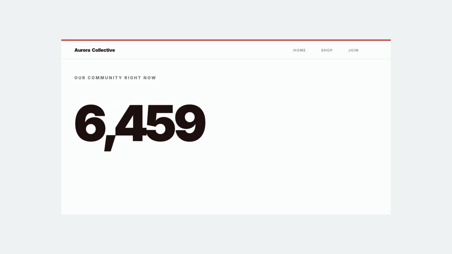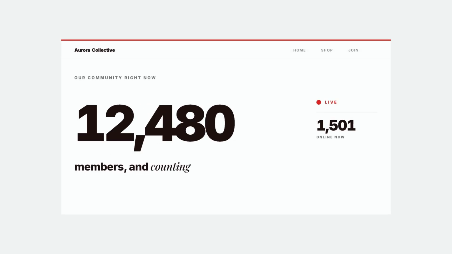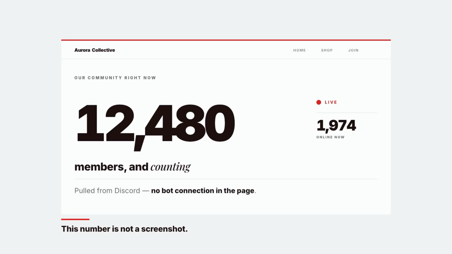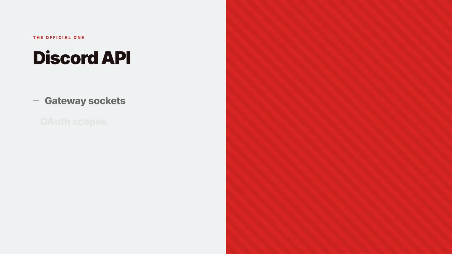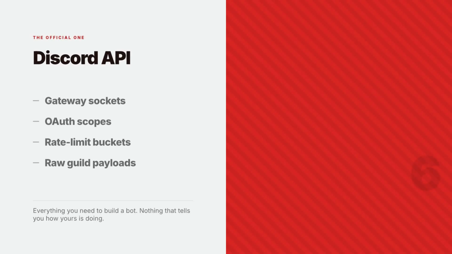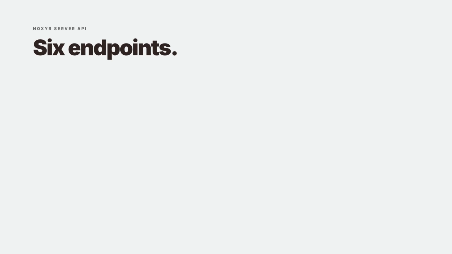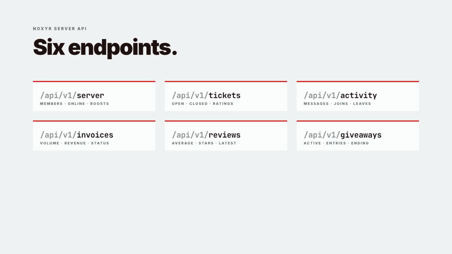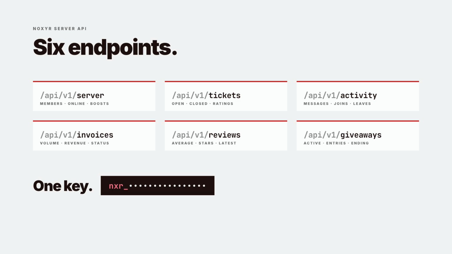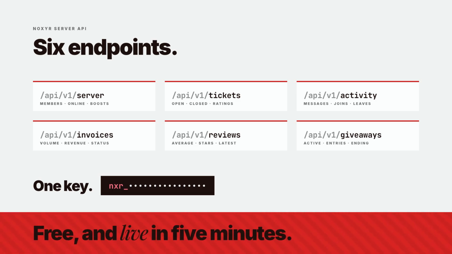That member count on that website, it's live. It's coming straight out of a Discord server right now. Discord's own API gives you gateway plumbing. The Noxyr Server API gives you tickets, sales, reviews, and activity as plain JSON. 6 endpoints, 1 key. It's free, and you can have it running in 5 minutes.